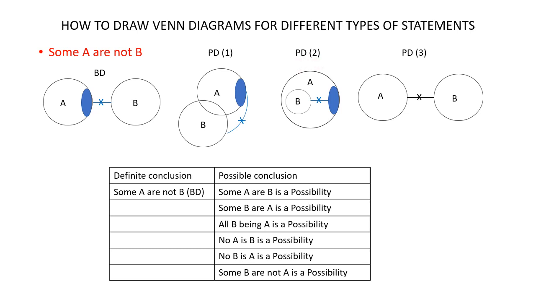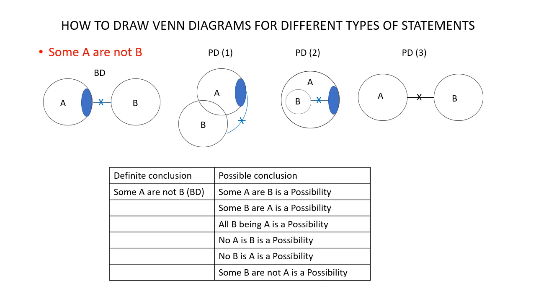Now in both these possible diagrams you can see that the statement some A are not B is not violated. This part of A is still not B. Also here you can see that this part of A is still not B.